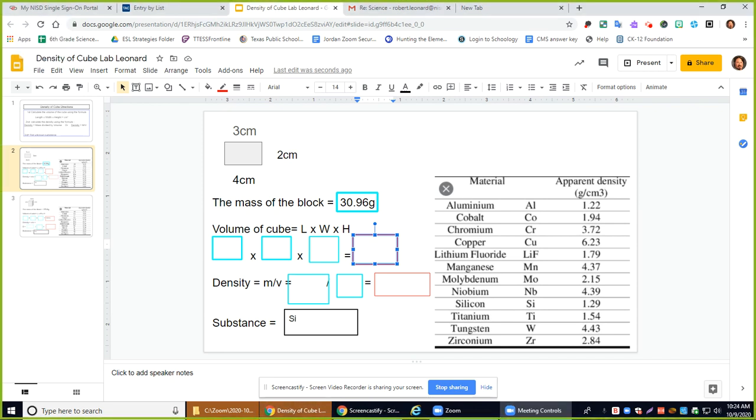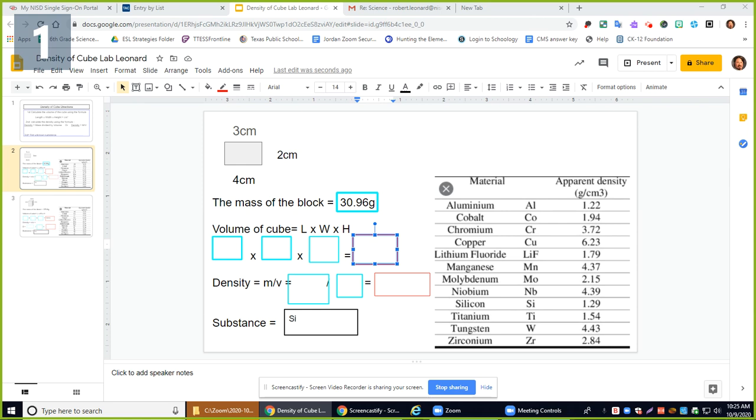Okay, so problem number one, we have a cube that has the dimensions of 3 centimeters by 2 centimeters by 4 centimeters. The cube has a mass of 30.96 grams. We need to first solve for the volume of the cube, and then we need to solve for the density of the cube. The first thing we need to do is solve for volume. So going to my whiteboard here, let's go ahead and solve for volume.